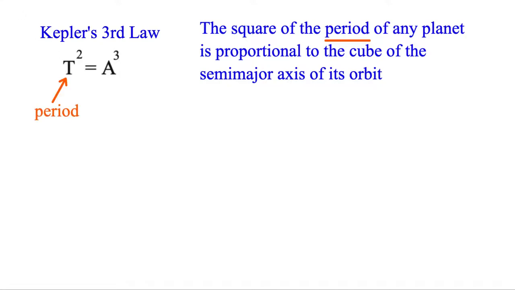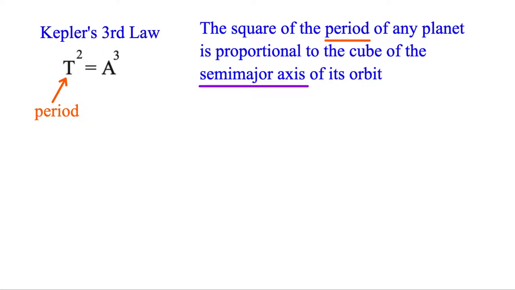T represents period. You could think of it like time. Okay, that's proportional to the cube, to the power 3, of the semi-major axis. So that is what A stands for. But what the heck is that?